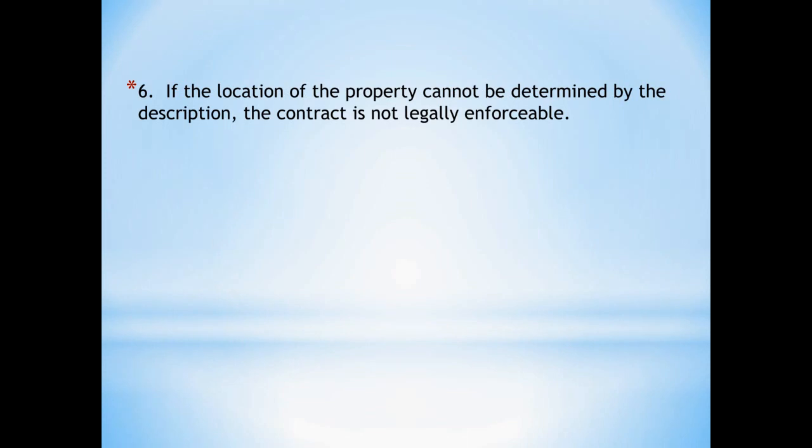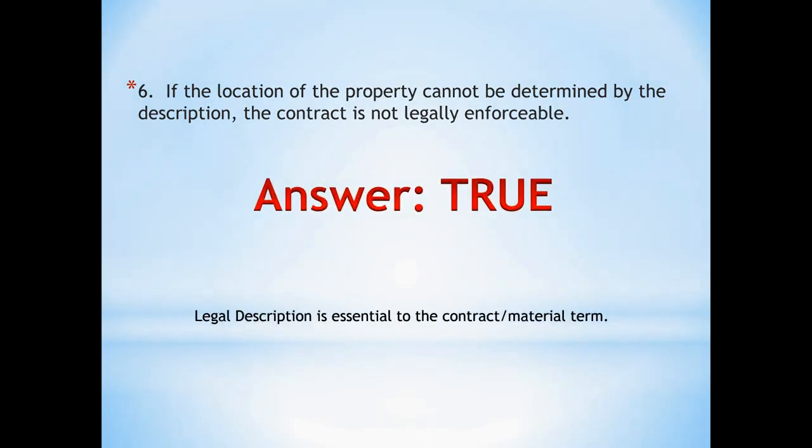Number 6. If the location of the property cannot be determined by the description, the contract is not legally enforceable. Is that true or false? What do you think? It's true. If the legal description is essential to the contract, if the location of the property cannot be determined by the description in the contract, then the contract may not be legally enforceable. Again, copy this from the prior deed or the prior owner's title policy.